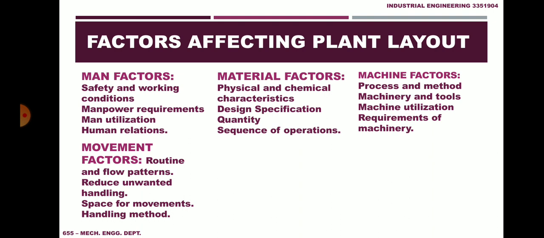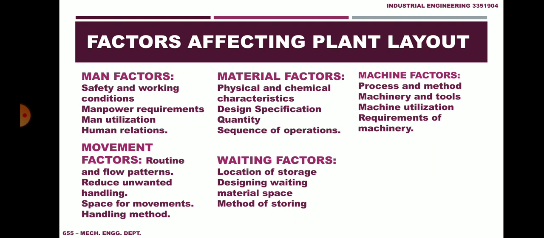Reduce unwanted handling. If it occupies more time in handling unwanted process, material or method, it will consume more time and also affect the plant layout. Space for movement and handling method: if the person works around a machine, he needs better space for better working condition, better safety, and proper utilization of his skill towards machines.